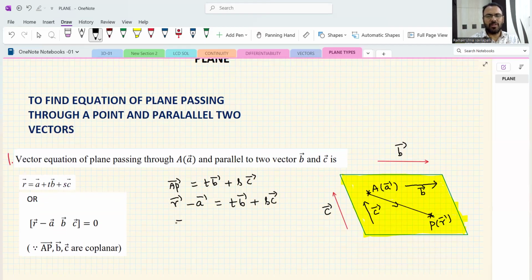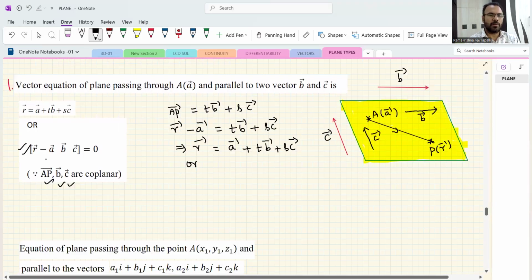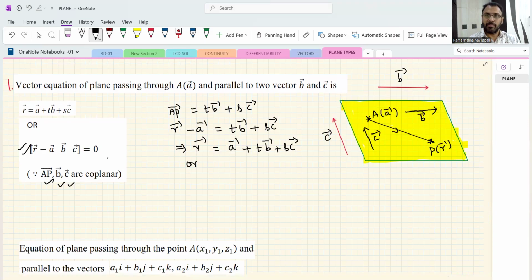Therefore, we got the equation of plane passing through only one point and parallel to two vectors. This is the vector equation of plane. Or you can say that box of AP bar, B bar, C bar is equal to 0. That's why we got box of R bar minus A bar, B bar, C bar equal to 0. Now we use this when they explicitly give the point A and the vectors B bar and C bar.